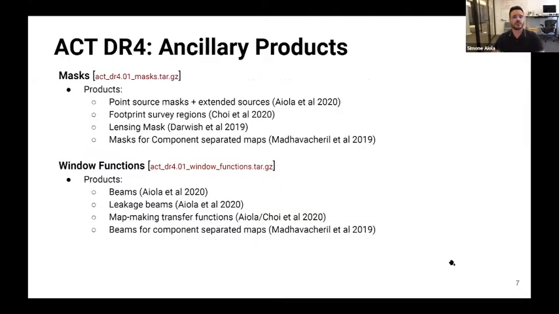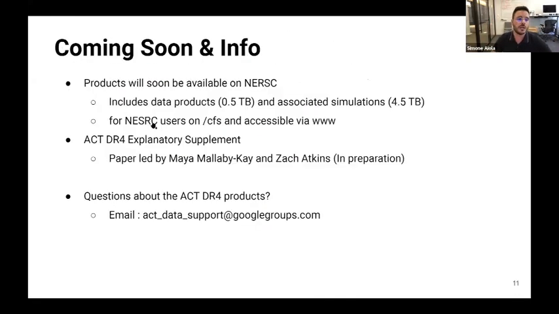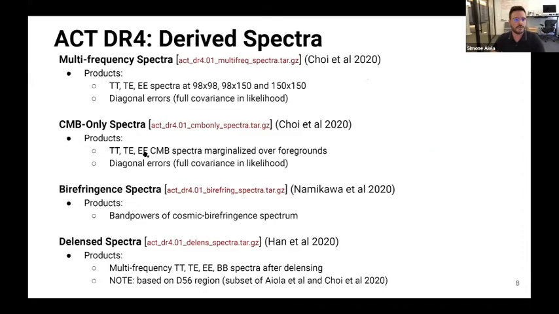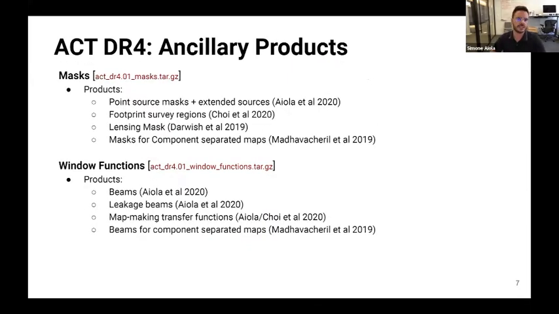products that we release. We have some auxiliary products that we do need to release in order to fully describe the data that we have. That includes masks, point sources, if you would like to mask point sources and extended sources like you would do for a power spectrum analysis. We release footprint regions, so you'll be able to know exactly which regions we have taken for the power spectrum. We have lensing masks and masks for the component separation. We also have several window functions that includes beams, leakage beams, transfer function from the map maker, and beams for the component separated maps. Here you can see all the different papers that have described these products.